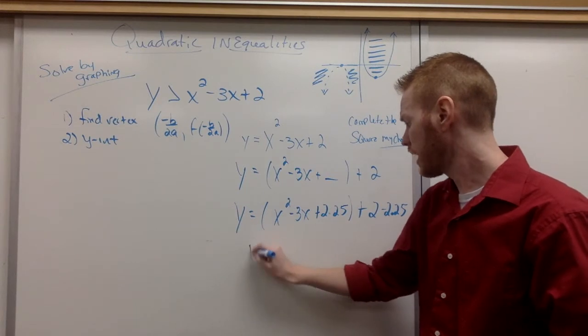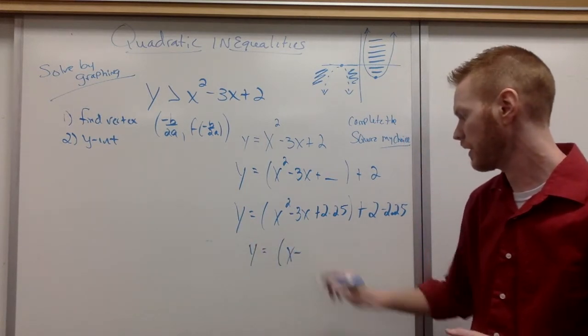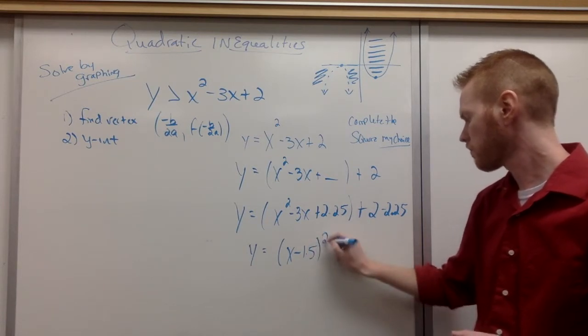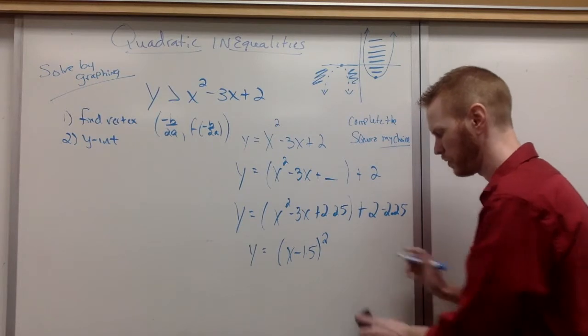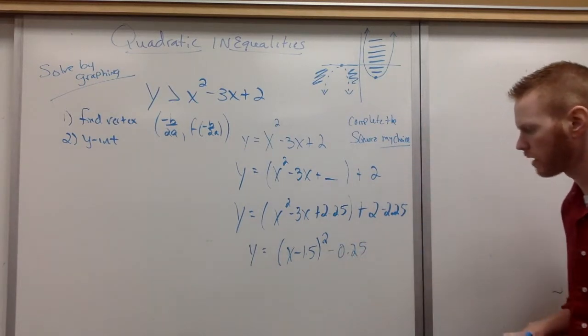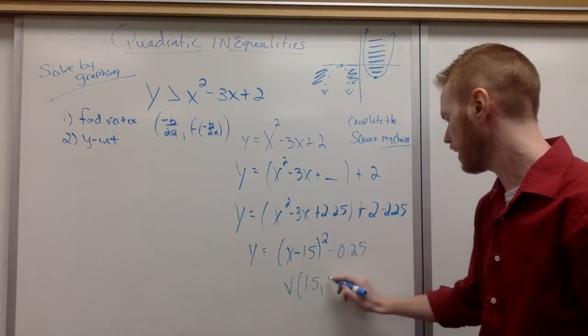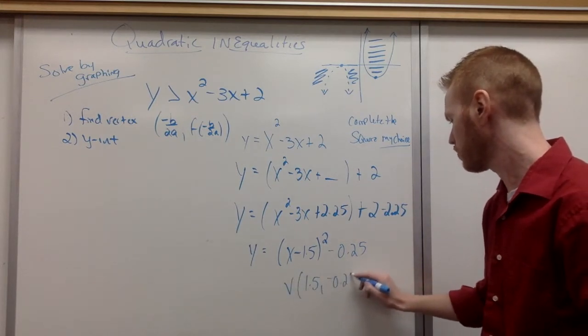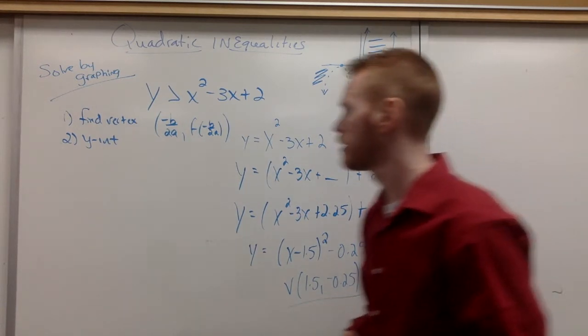Okay, factoring this guy, I get x minus, and that'd be what, 1.5 squared? Okay, plus, well, not plus negative, we'll just say minus a quarter when I add those guys up. My vertex is going to be at 1.5 and what, negative 0.25. Okay, that's where my vertex is going to be located.